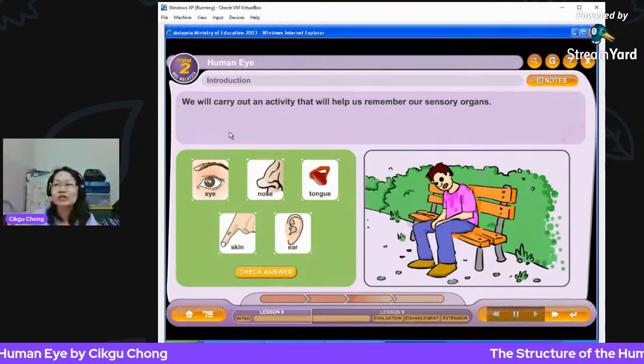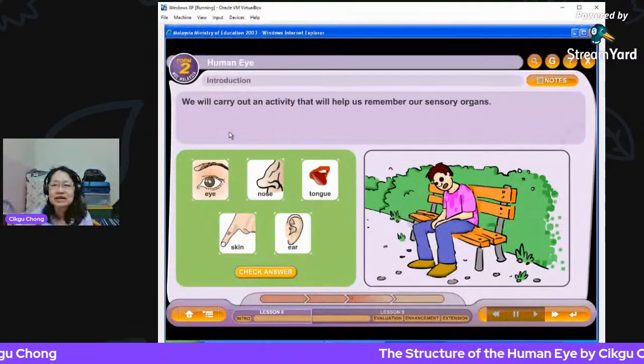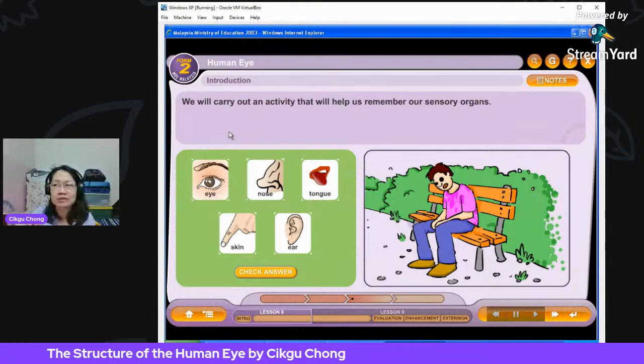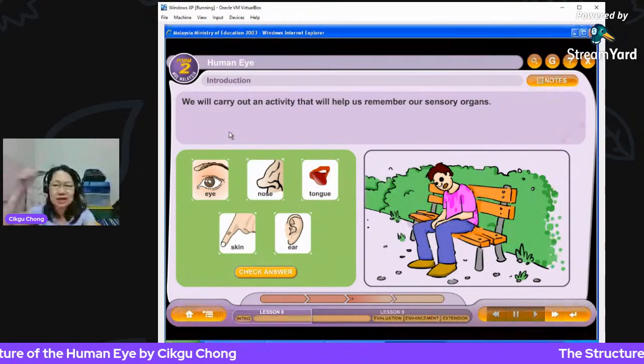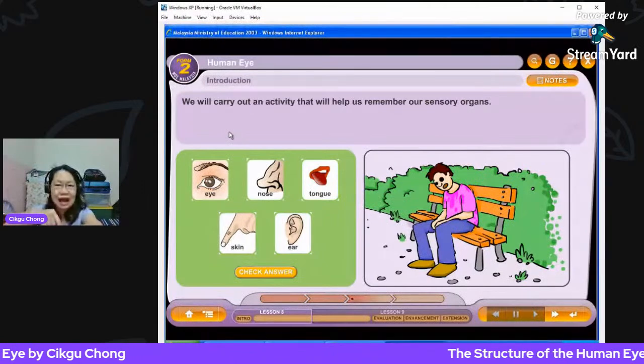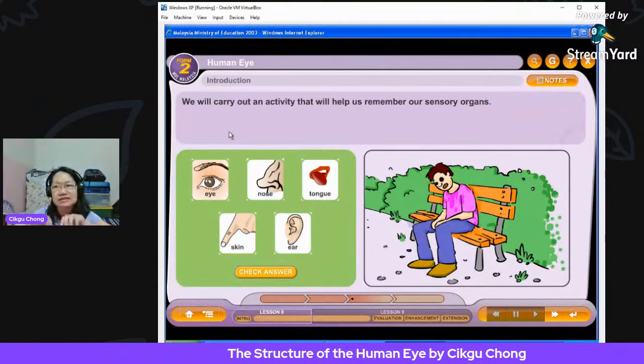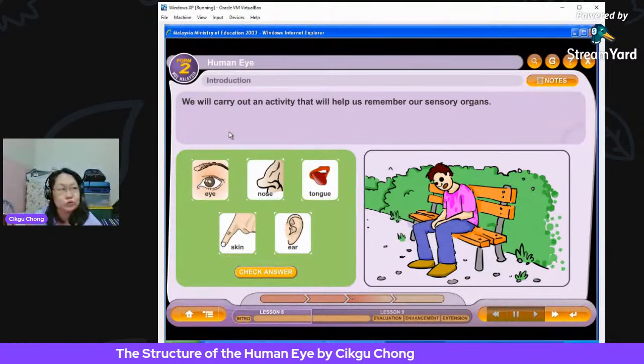Okay, so can you click here, the answer? Can you type it? You can type more than one. Which are the organs that the boy used just now? He can hear the bee. Then the bee came over and stung him and he said, ow. Can you type inside there what are the sensory organs that he used?